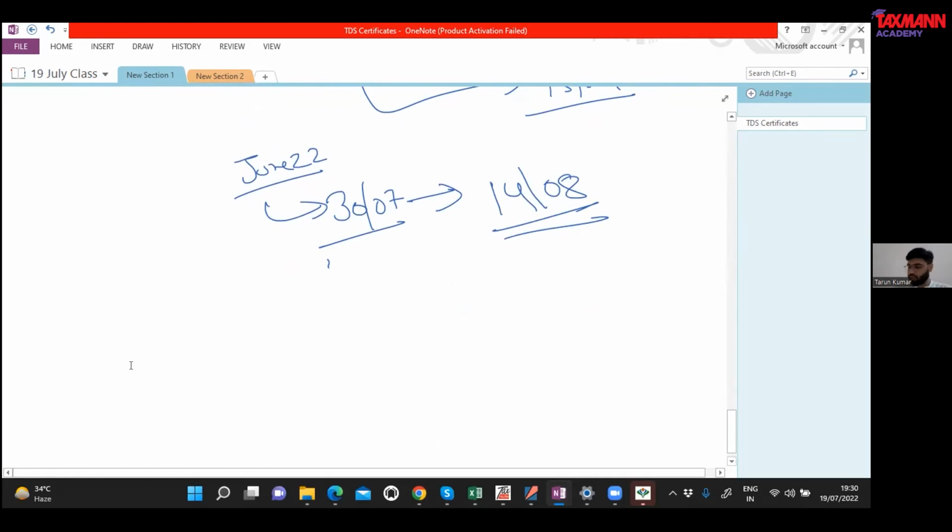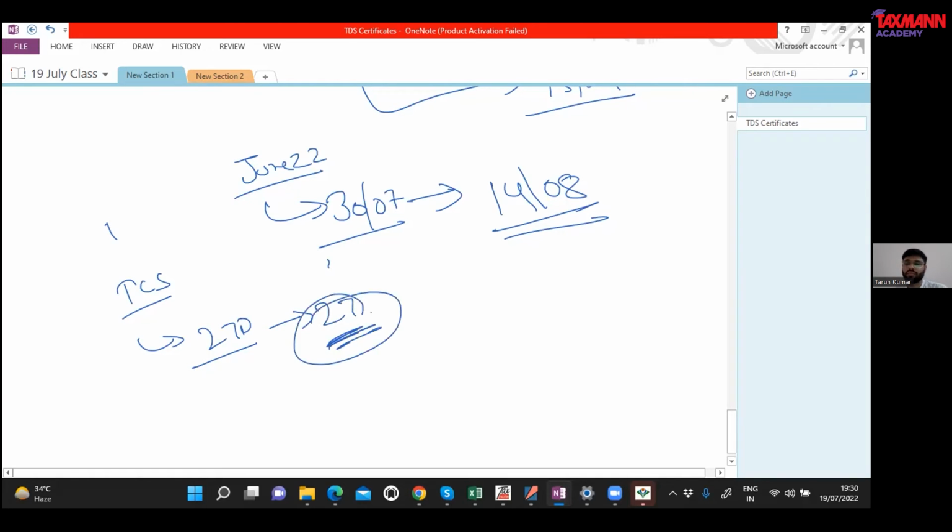So now for TCS certificates, Form 27D. So the TDS return was filed in Form 27. What was the form to file the TCS return? There were two forms. Check in your book. It will just revise your concepts.